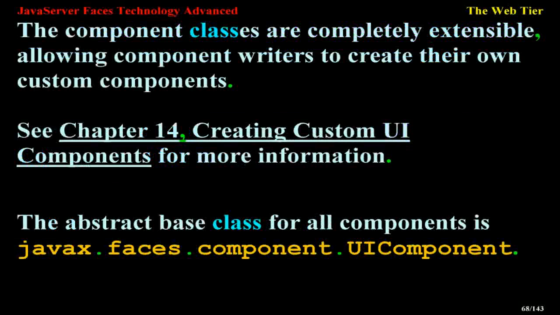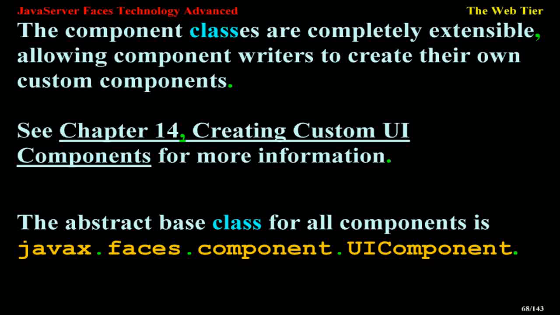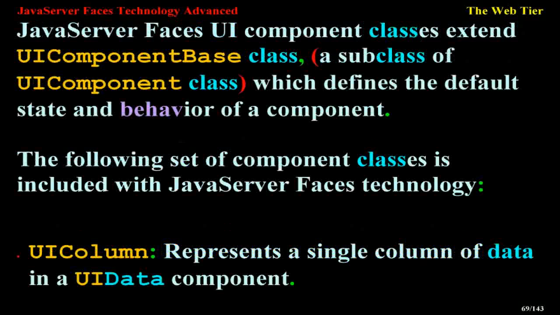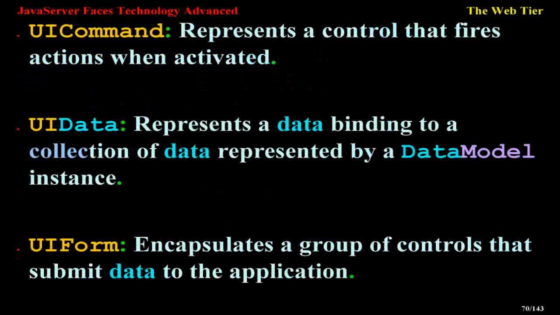The abstract base class for all components is javax.faces.component.UIComponent. JavaServer Faces UI component classes extend the UIComponentBase class, a subclass of the UIComponent class, which defines the default state and behavior of a component. The following set of component classes is included with JavaServer Faces technology. UIColumn represents a single column of data in a UIData component. UICommand represents a control that fires actions when activated. UIData represents a data binding to a collection of data represented by a data model instance.